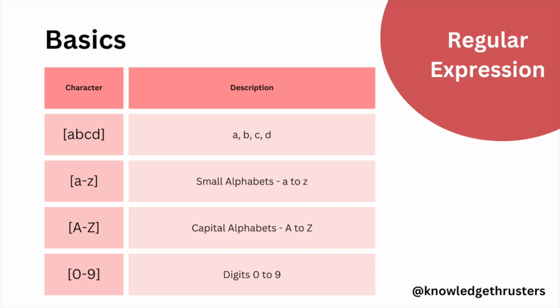In square brackets, ABCD matches a range, basically it will match A, B, C, D. If I pass A to Z then it will match all small alphabets A to Z, and if I pass capital A to Z then it will match all capital A to Z characters. And 0 to 9 indicates numeric, that is, it will match 0 to 9.